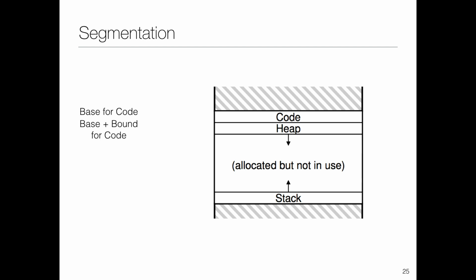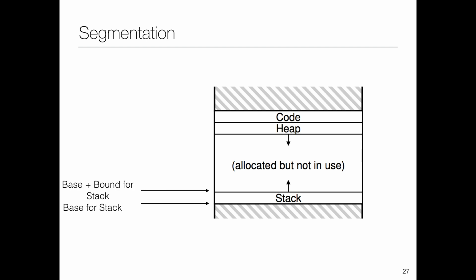So segmentation is a very simple idea: instead of having a simple base and bounds register for the entire address space, now we have a base and bounds for each of these segments. We have a code segment, a heap segment, and a stack segment. So we have a base for code, base plus bound for code. You have base for heap, base plus bound for heap. And similarly, you have base for stack and base plus bound for stack.